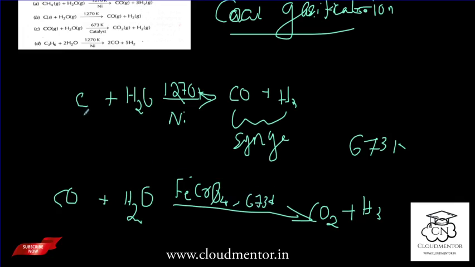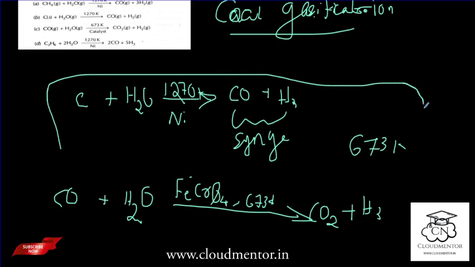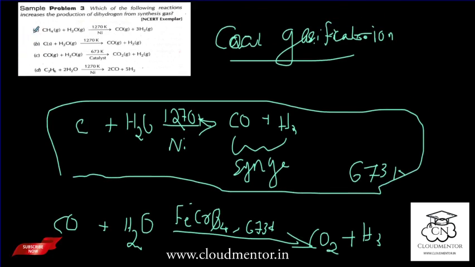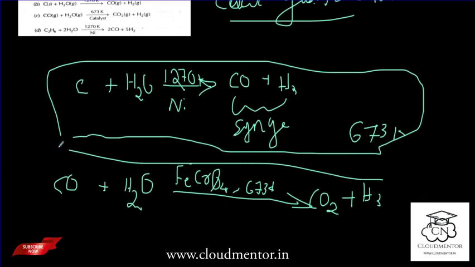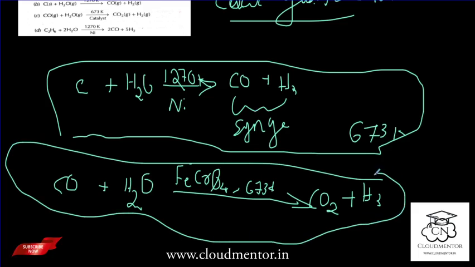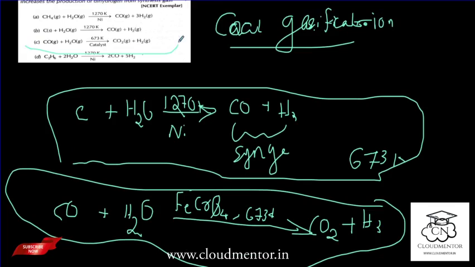So if we were asked to find the reaction of production of syngas, the answer would be A. But here the question is, which of the following reactions increases the production of dihydrogen from synthesis gas? So this is not the reaction. The reaction will be the second one: carbon monoxide reacts with water to give carbon dioxide and hydrogen. So option C is the right answer. Option C.